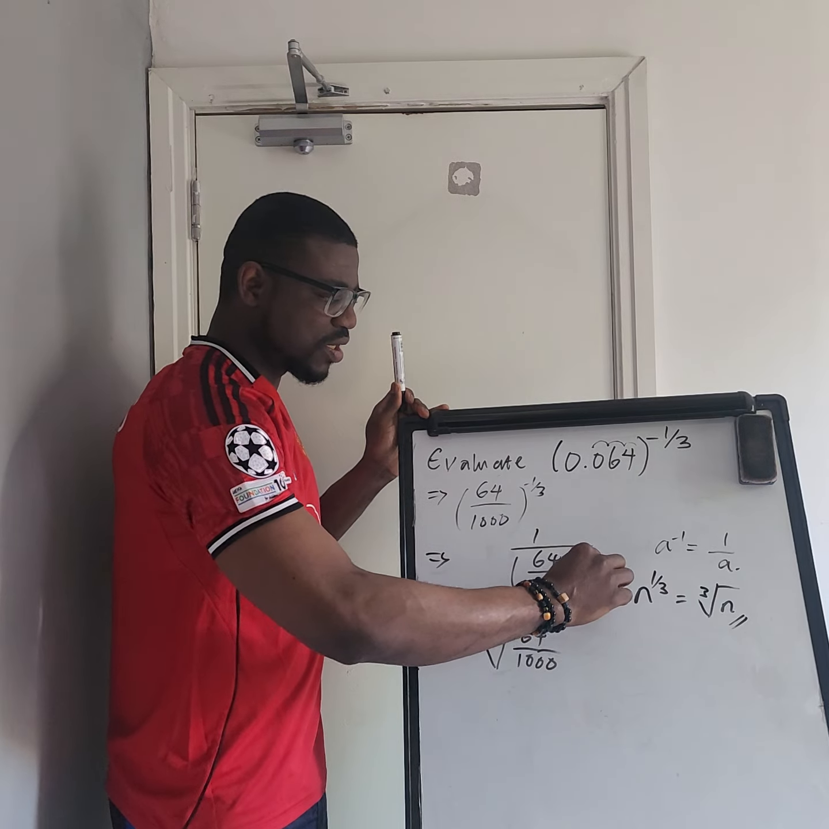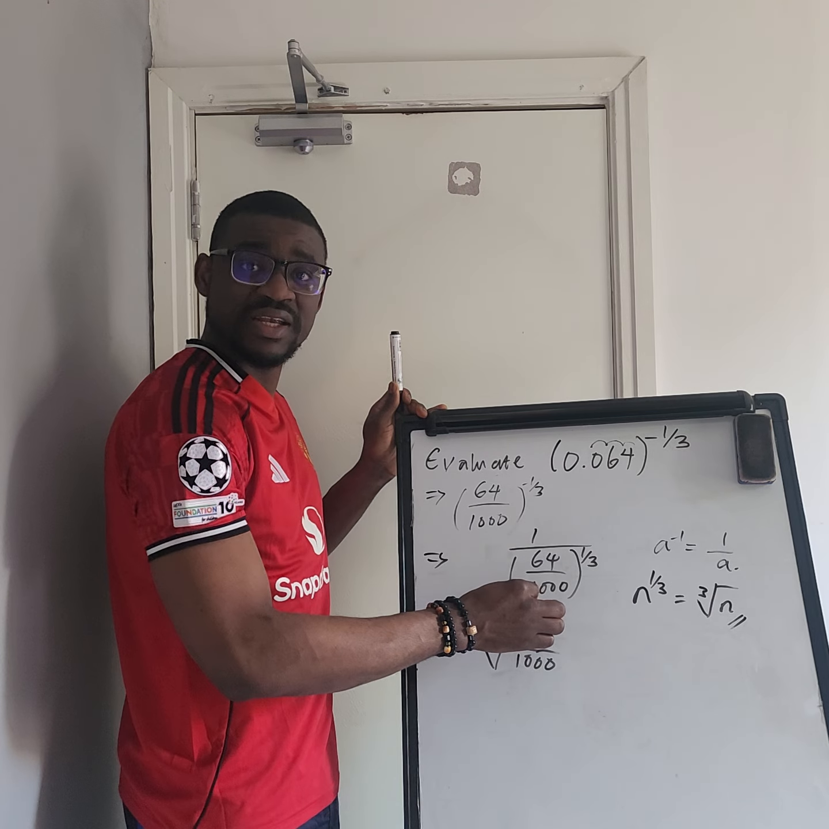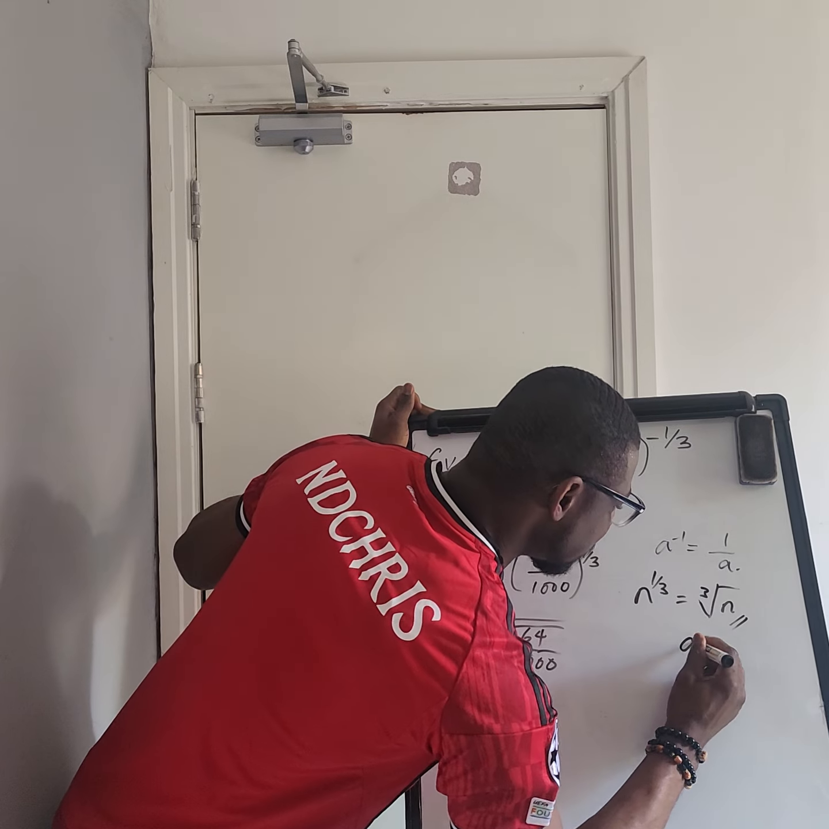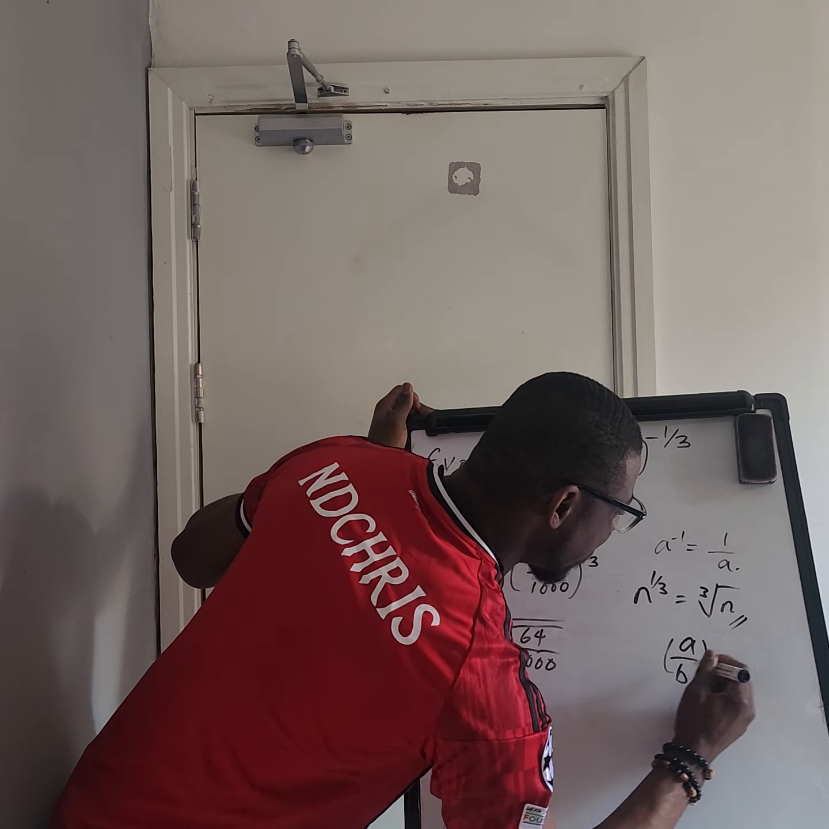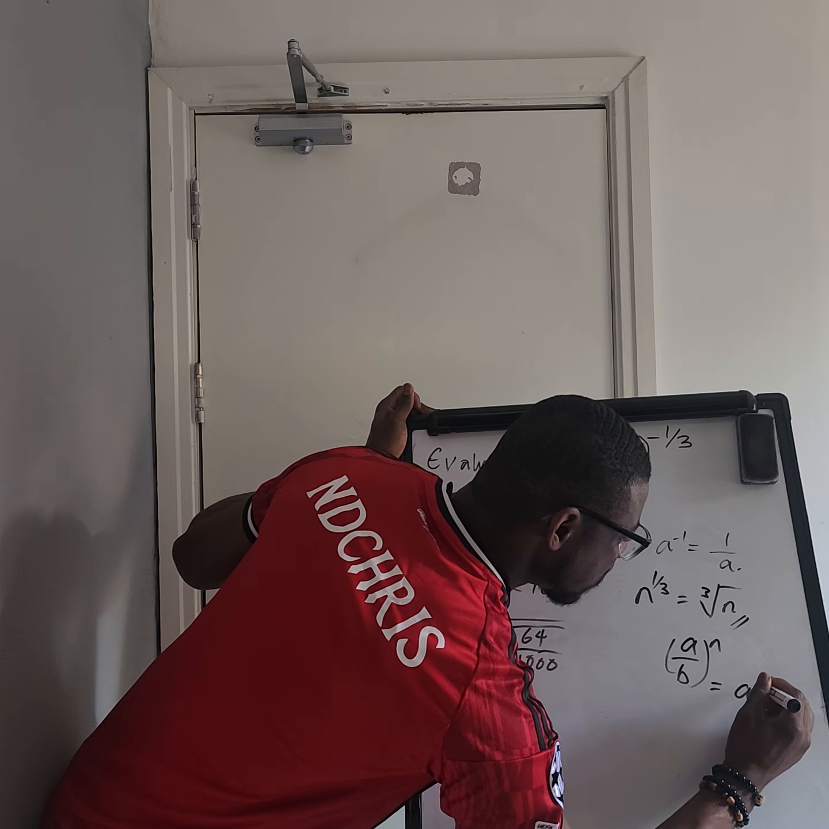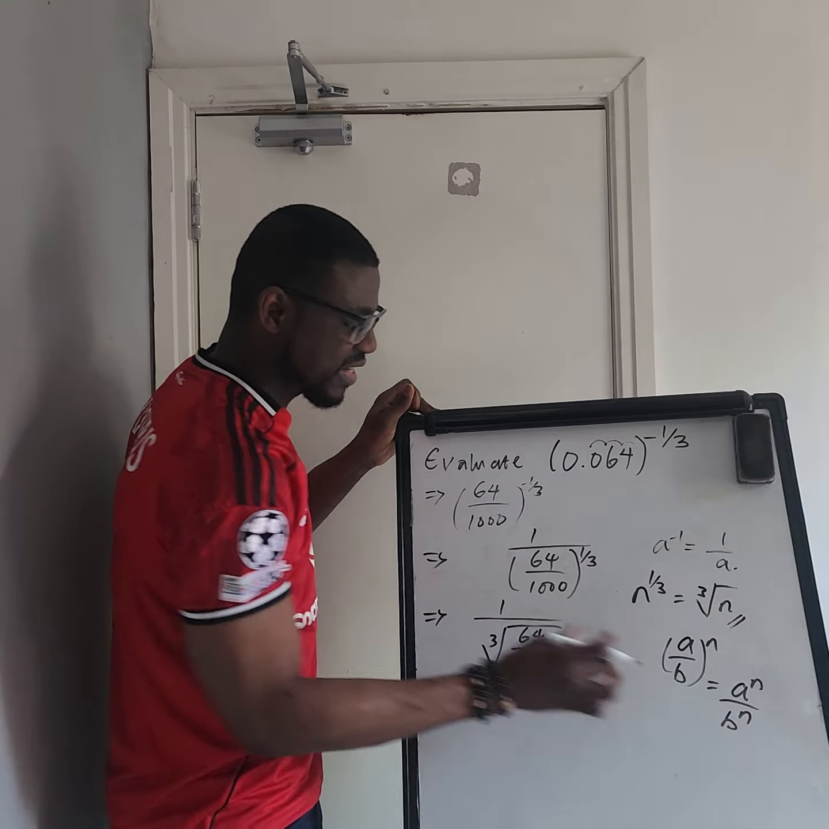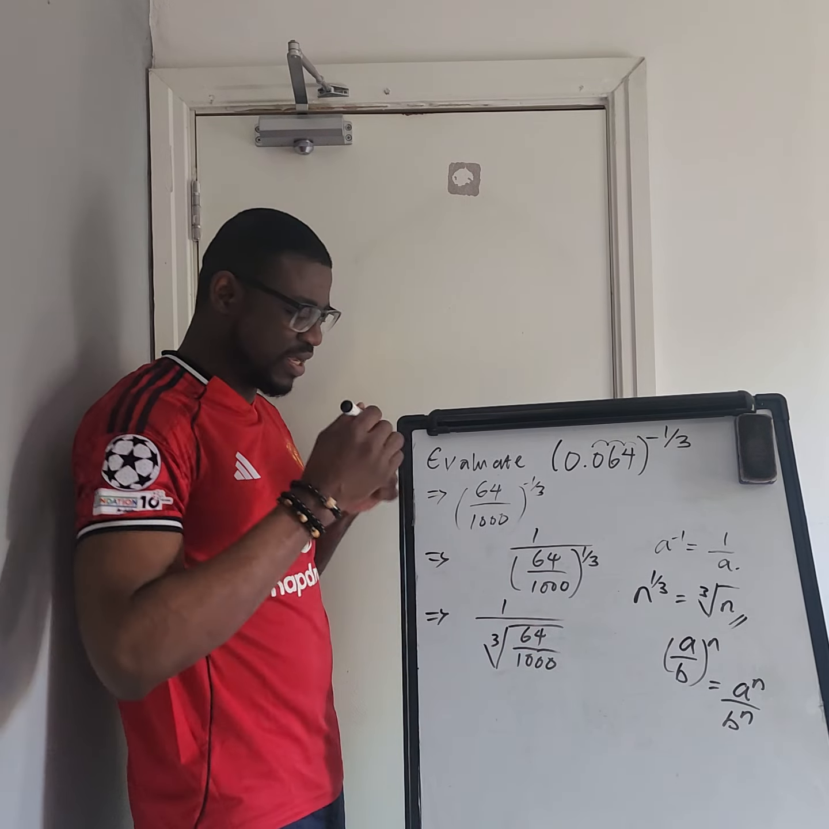This power is shared by 64 and 1000. So whenever you have, for instance, a all over b raised to power n, what it means is that you have a raised to power n all over b raised to power n. So both of them will share it. That's what I've done here.